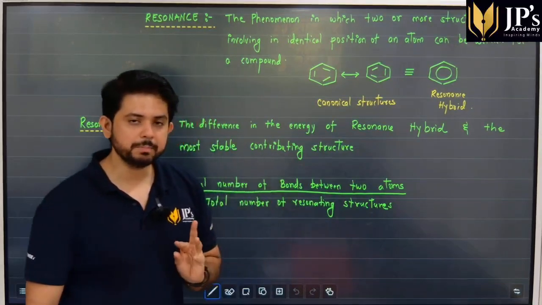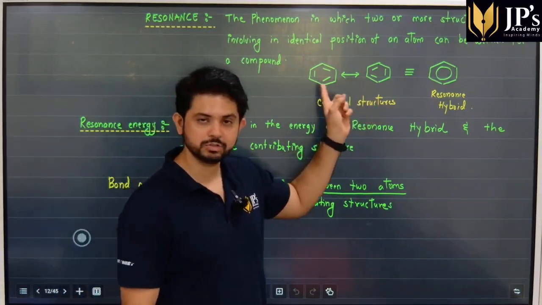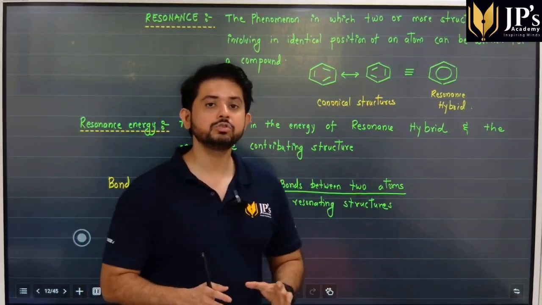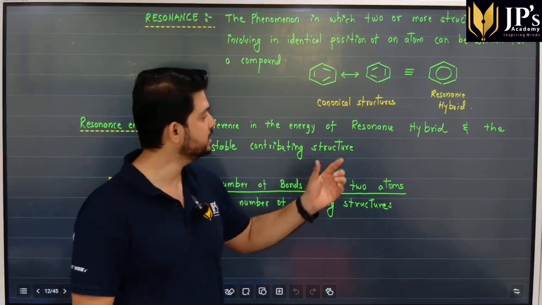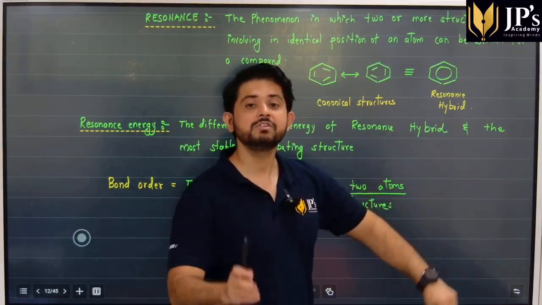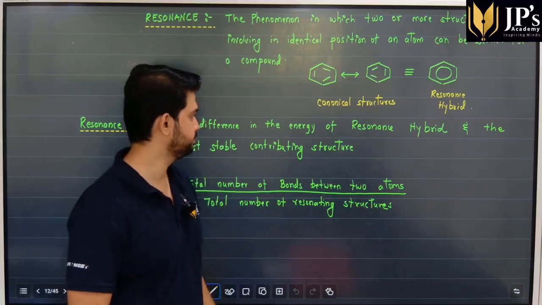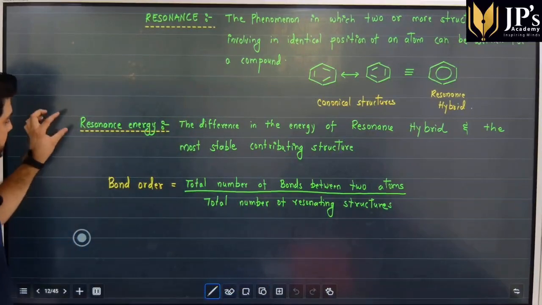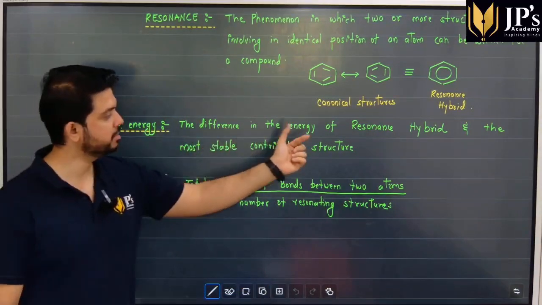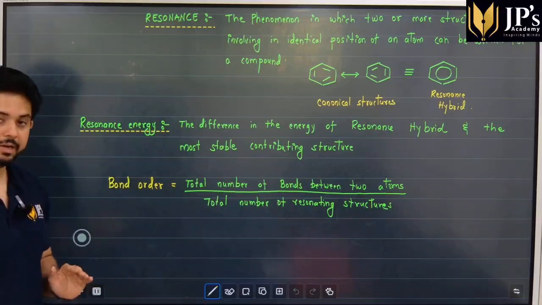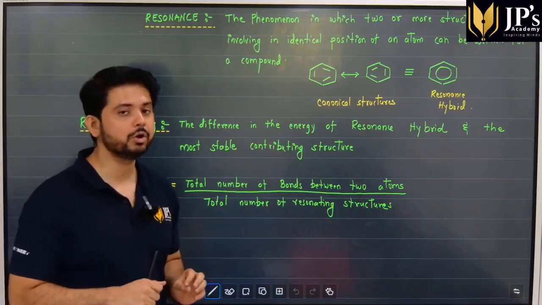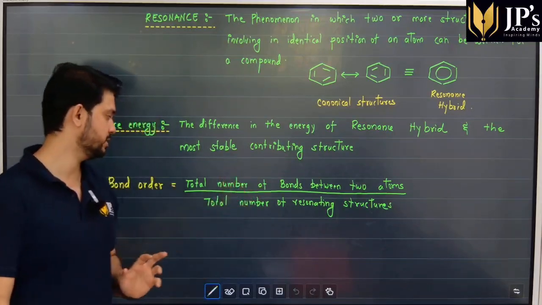For example, students, मैंने benzene के canonical और resonating structures लिखे हैं. दोनों structures का एक common hybrid होता है जिसे हम बोलते हैं resonance hybrid, which is the most stable form. Now students, resonance energy, the difference between the energy of the resonance hybrid and the most stable contributing structure को हम बोलते हैं resonance energy.